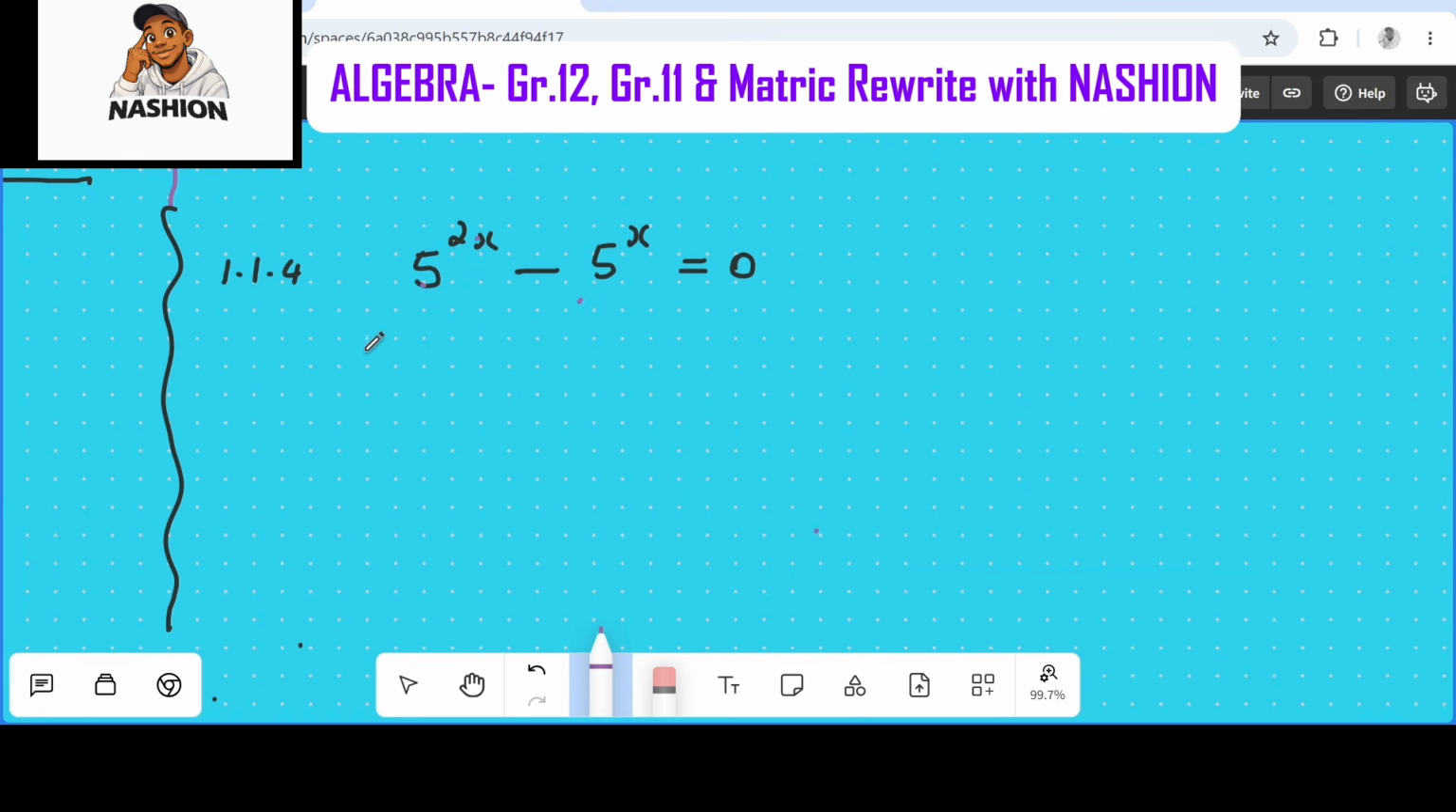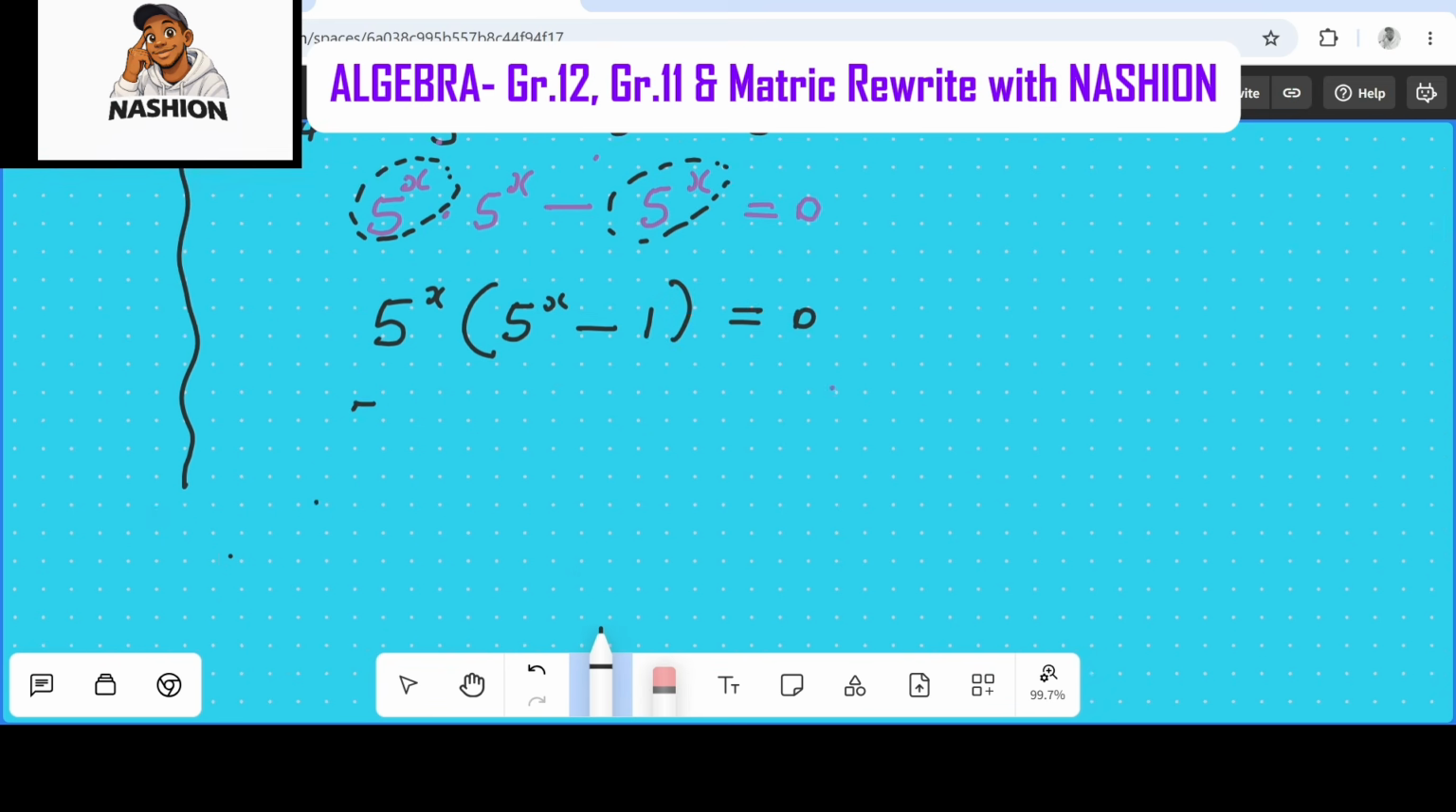To see it more clearly, let's write 5 to the power 2x as 5 to the power x times 5 to the power x minus 5 to the power x is equal to 0. So the common factor is 5 to the power x between these two terms. We take out 5 to the power x as the common factor. What do we have left in the first term? We have 5 to the power x left. Minus, in the next term, we just write 1. This is all equal to 0. Then we say 5 to the power x is equal to 0, or 5 to the power x is equal to, take -1 to the other side, you get +1.